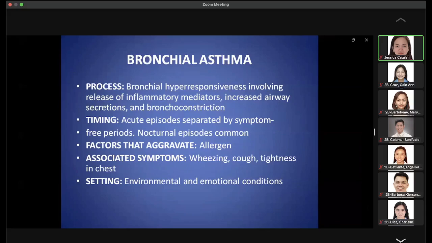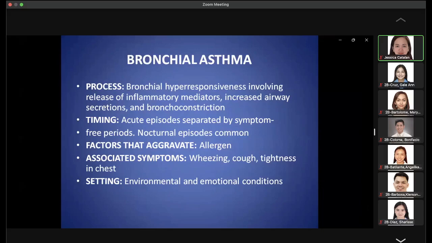So factors that aggravate are allergens, so a known allergen. So an asthmatic patient should be able to identify his or her allergen, and be able to avoid it so as to prevent exacerbation or asthma attacks.